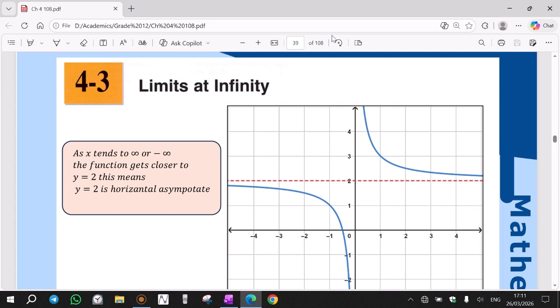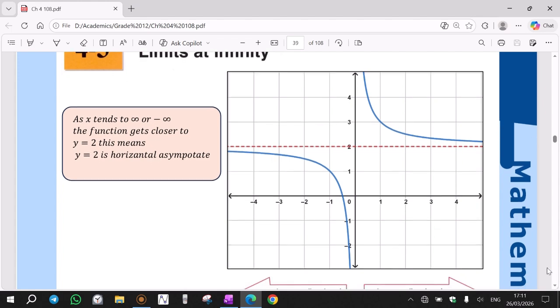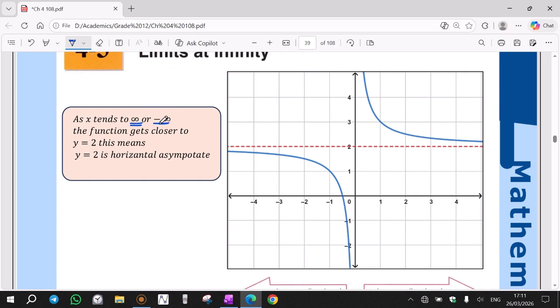In this lesson we're going to explain 4.3, which is about limits at infinity. Firstly, limit at infinity means horizontal asymptote. So whenever you see any limit where x tends to positive infinity or negative infinity, that means we're going to find the horizontal asymptote.